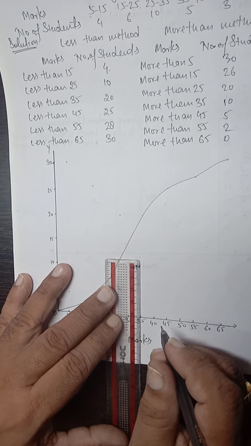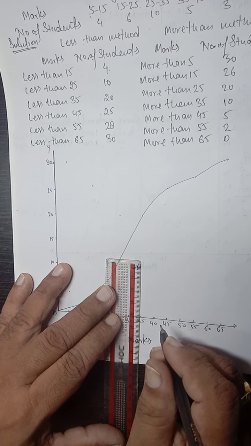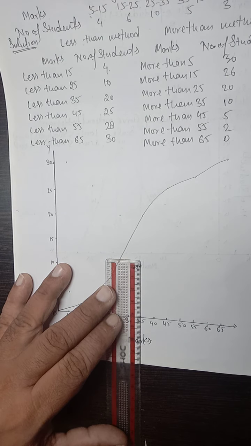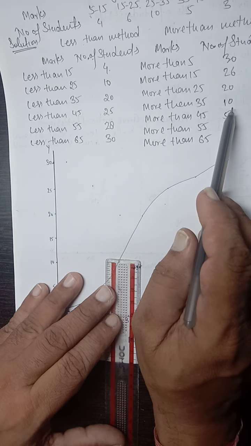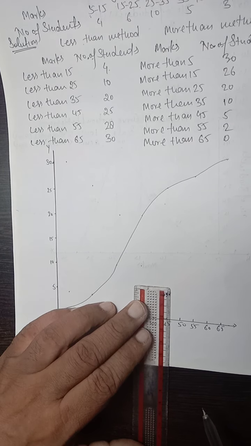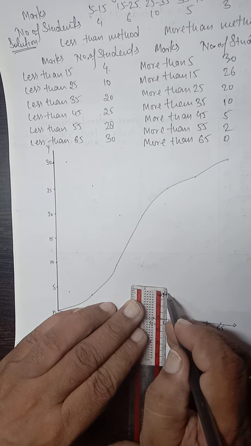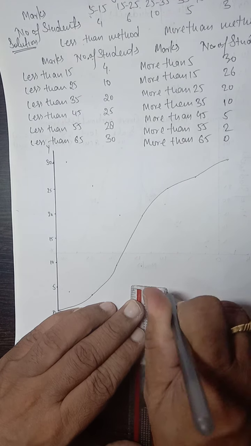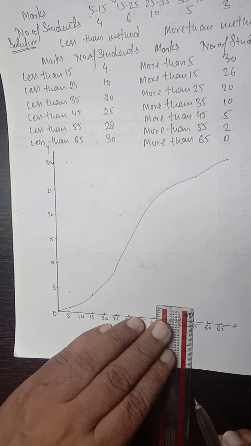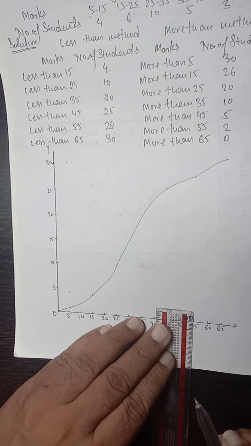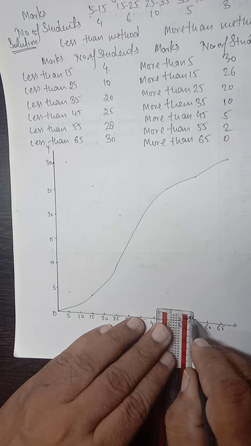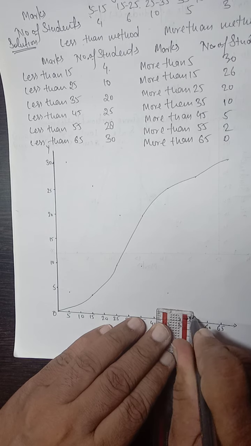Got it better? Any problem you can send your question here. This we have marked. More than 45 is 5. 2 centimeters. More than 55 is 2. That means 0.4. And last one is 0.